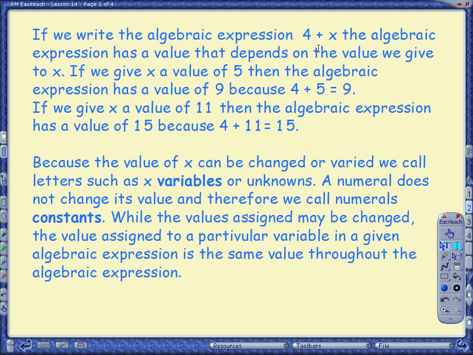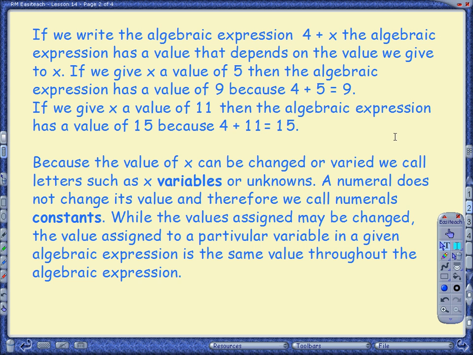If we write the algebraic expression 4 plus x, the algebraic expression has a value that depends on the value we give to x. If we give x a value of 5, then the algebraic expression has a value of 9, because 4 plus 5 equals 9. If we give x a value of 11, then the algebraic expression has a value of 15, because 4 plus 11 would be equal to 15.